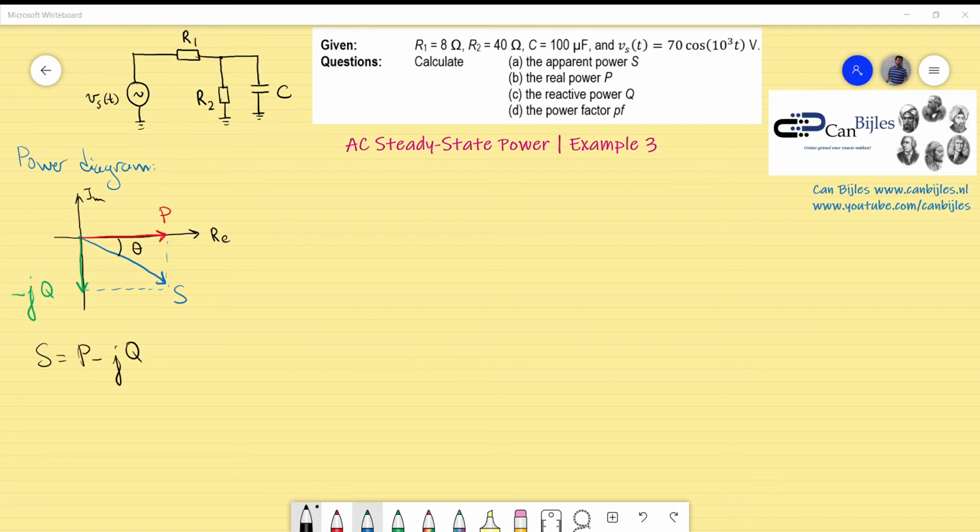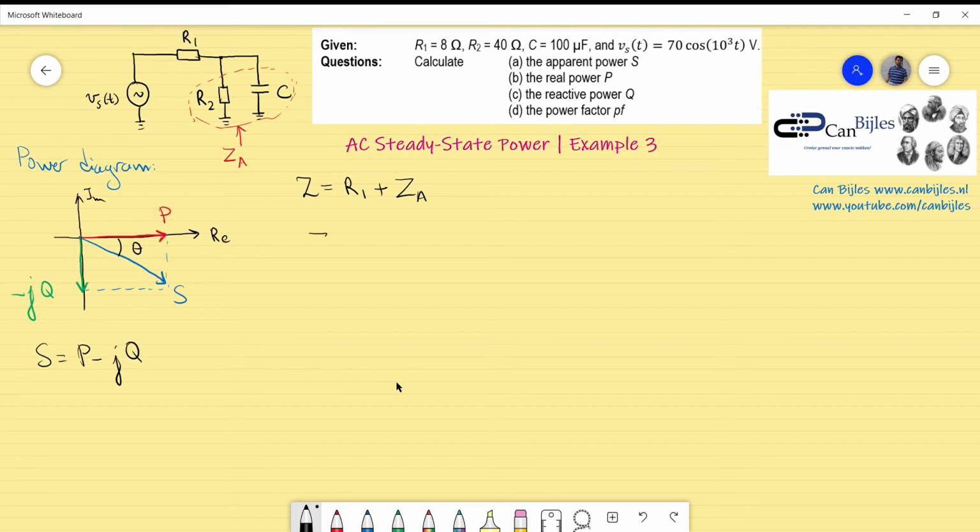Now, we already know from the previous examples that it is important to determine the total impedance, which is R1 plus, and that was the difficult point, what is the combination of these two? So I will make a substitution for these two elements, R2 and C, and denote this as ZA. ZA will be placed here. So what is ZA? ZA is the parallel combination of R2 and XC. So I will also need to know XC.